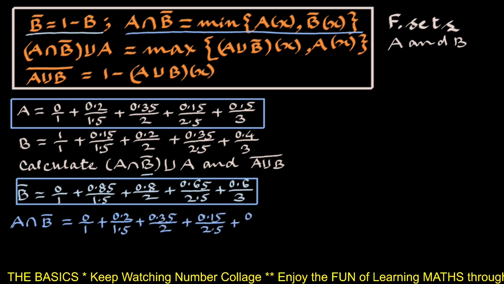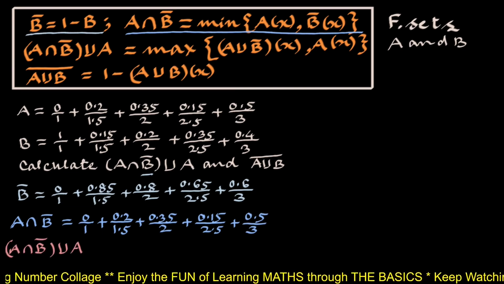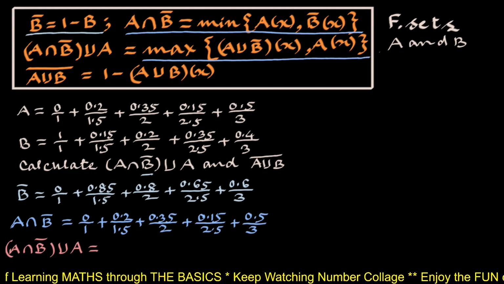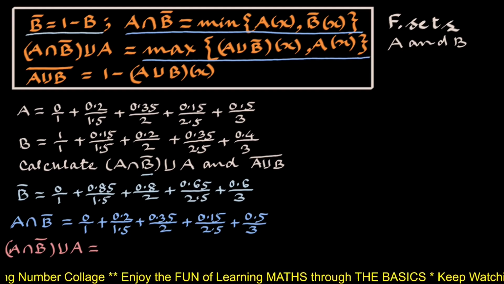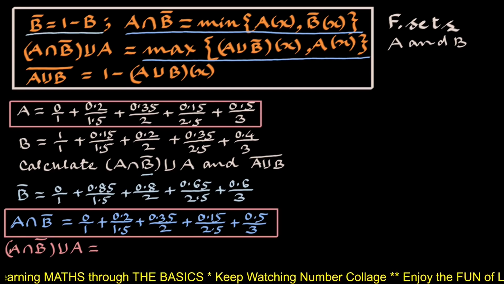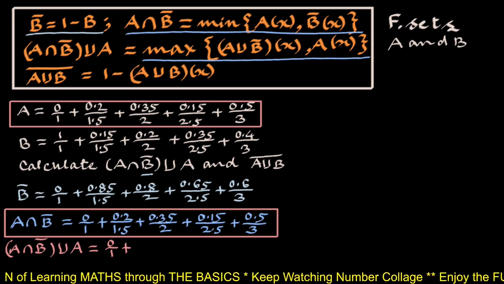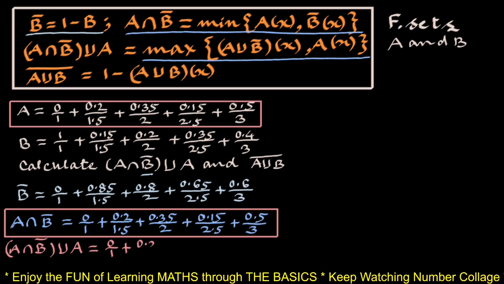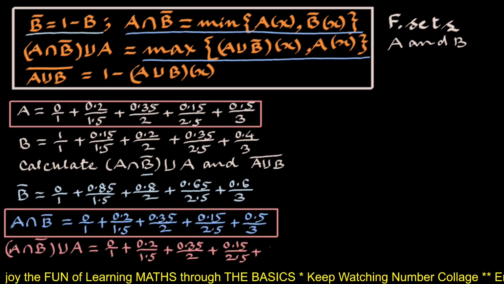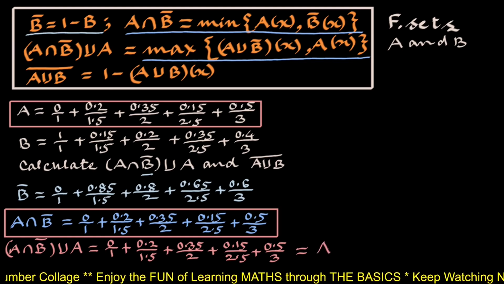plus 0.5 upon 3. Next we have to find A intersection B bar union A, which according to the rule is maximum of A intersection B bar of X and A of X. So maximum of A intersection B bar, this one, and A, this one, which will be maximum between 0 and 0 is 0 upon 1 plus maximum between 0.2 and 0.2 is 0.2 upon 1.5 plus maximum between 0.5 and 0.5, 0.5 upon 3, which is nothing but fuzzy set A itself.